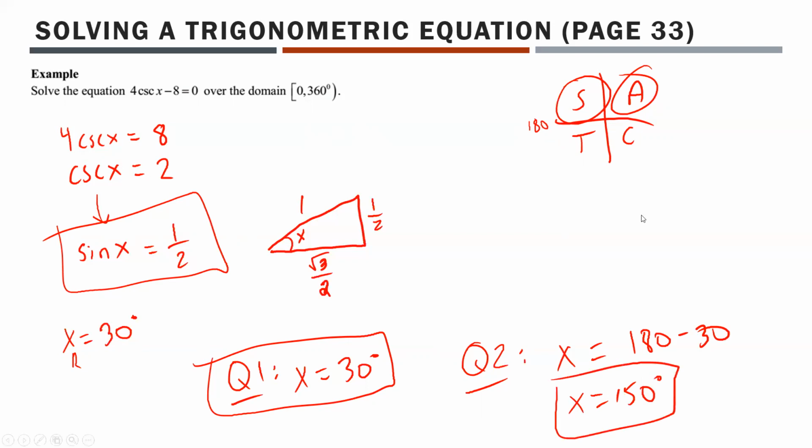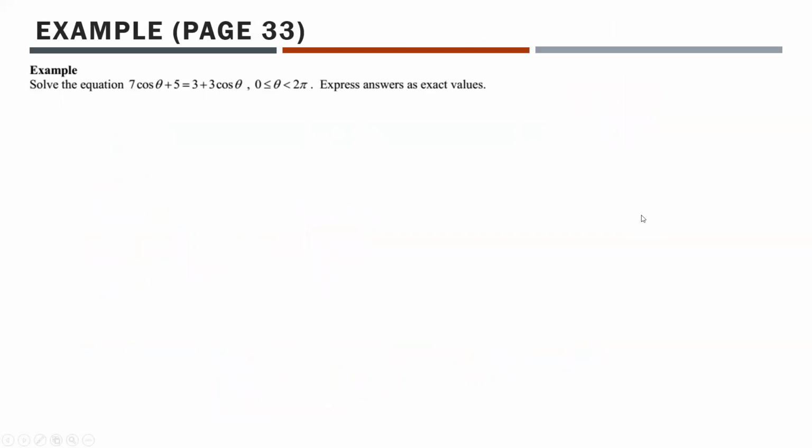Whew, all right, almost done here, I promise. This example is also on page 33. Solve the equation 7 cos theta plus 5 equals 3 plus 3 cos theta within this domain. That's also a normal domain. It's from 0 to 2 pi, but it's just in radians, which I know might be uncomfortable for some of us still. Bottom line is, we want to get your trig ratio all by itself, okay?